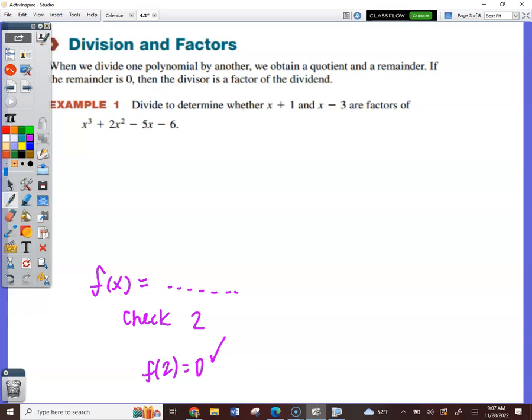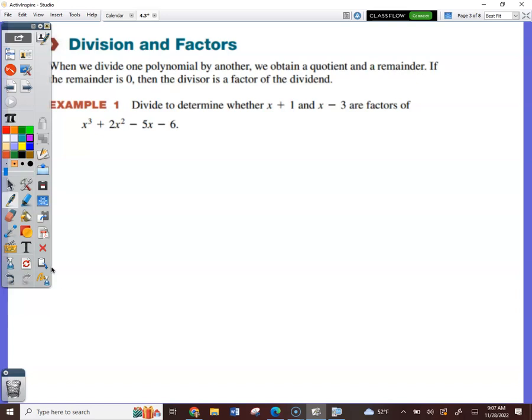You just plugged it in, you saw if you got 0, and that's where you knew. Yes. Now they're going to say instead of checking if -1 is a solution, they're changing the phrase, check if x plus 1 is a factor.